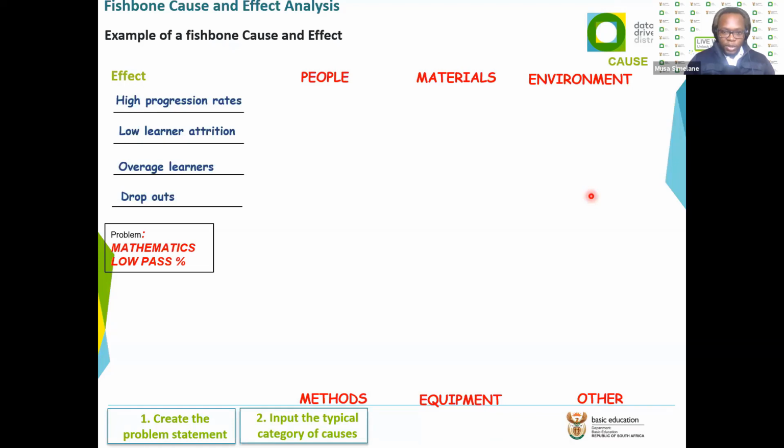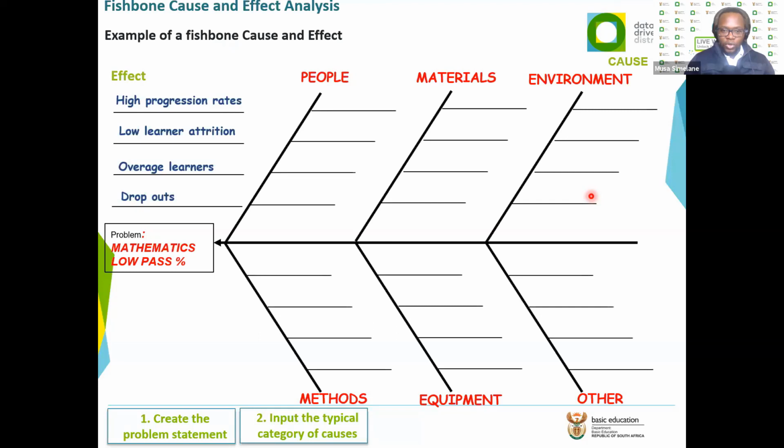After you've put the typical categories and causes, you then draw a line to those categories, and then you make the lines. And as you can see, it starts to look like a fishbone, probably why it gets its name, the fishbone method. Then you're going to go to each category one by one and input the causes.